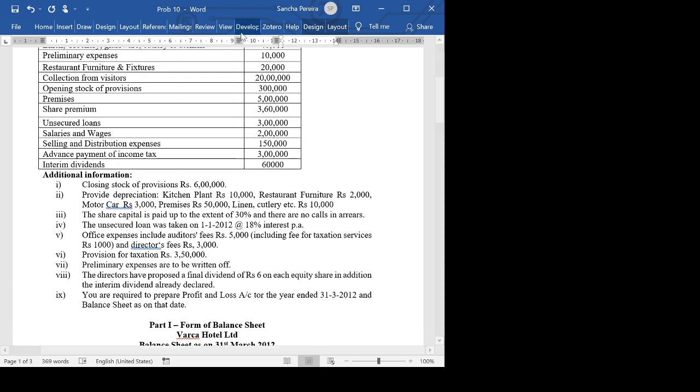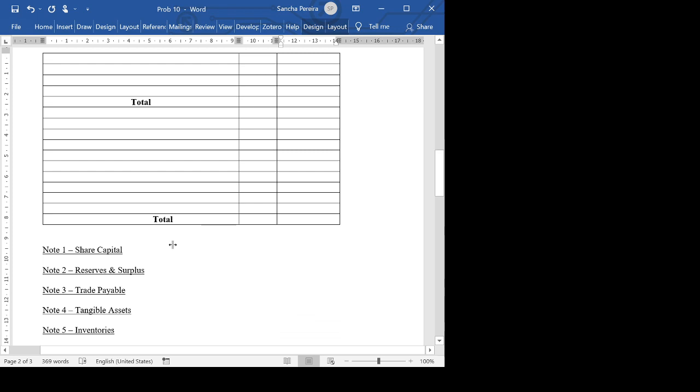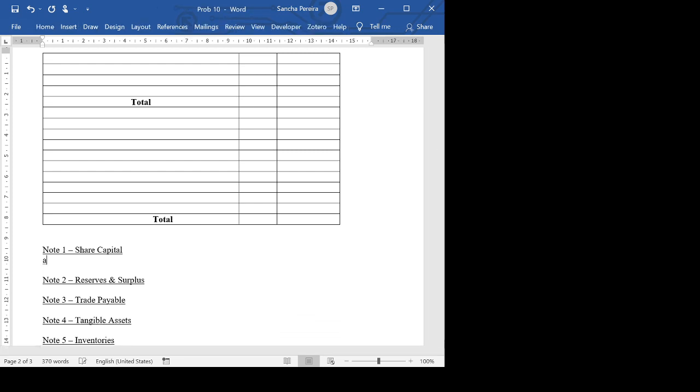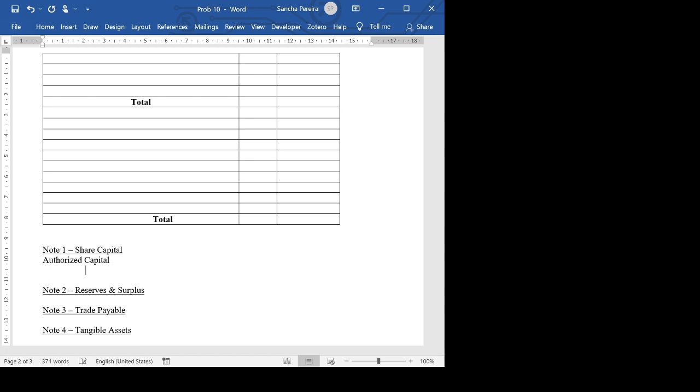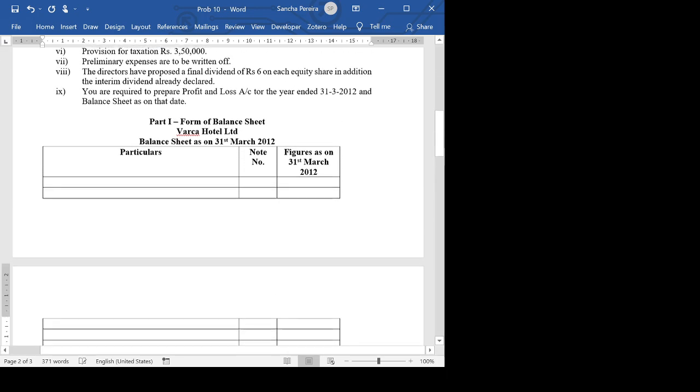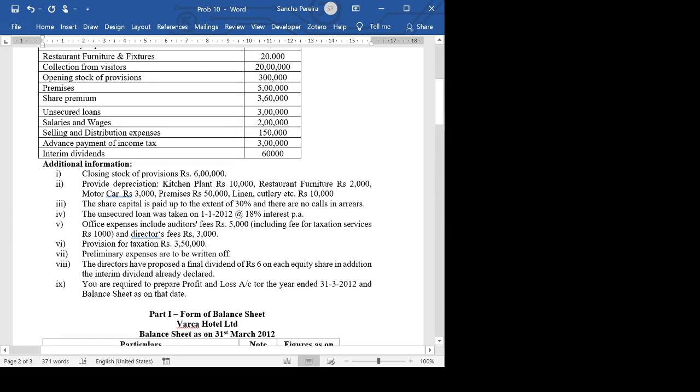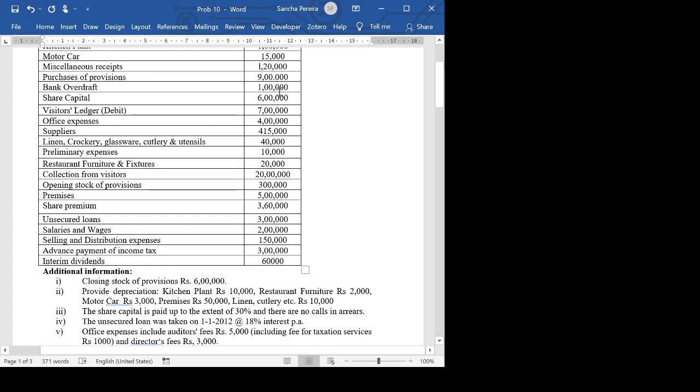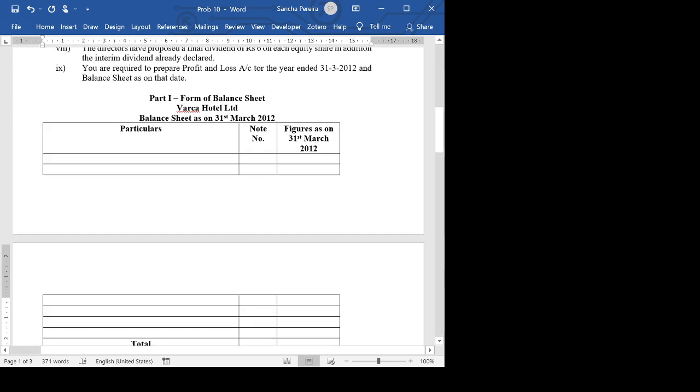Now, in the problem, they have not given us authorized capital. But we know the authorized capital, and how do we know? I'm going to do a small calculation here. They've said share capital 6 lakhs. This 6 lakhs is paid up to 30%. So authorized capital will be the 100%.